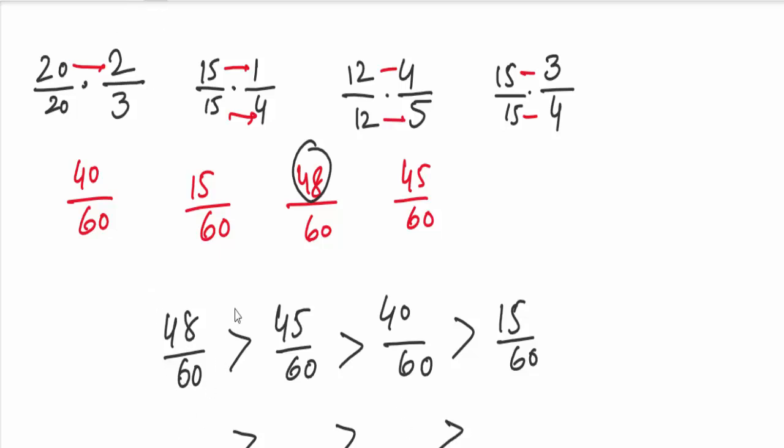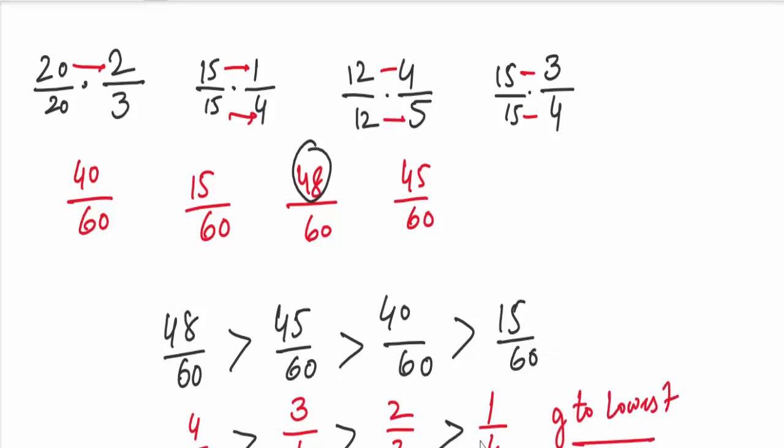Now change these fractions back into their real values. This is 48, and 48 comes from 4 over 5. After that, 45 comes from 3 over 4. So this is 3 over 4, and after that 40 comes from 2 over 3, and after that 1 over 4. So these are the fractions ranked from greatest to lowest value. If you reverse them, this will become lowest to greatest. This is the way you can rank the fractions from greatest to lowest value and lowest to highest value.